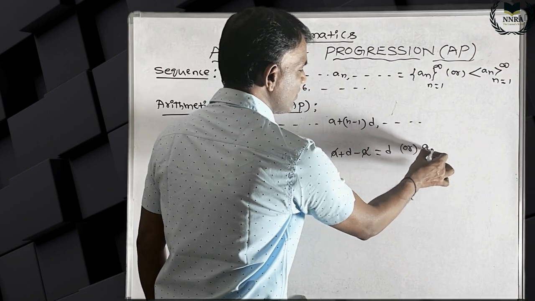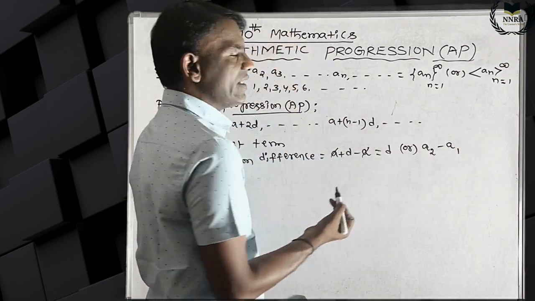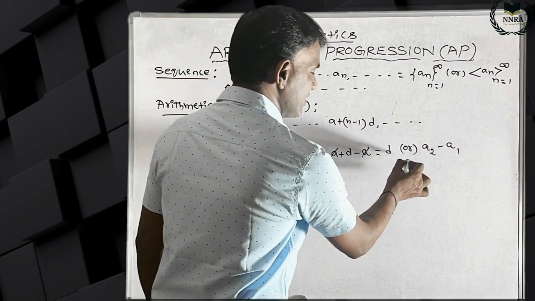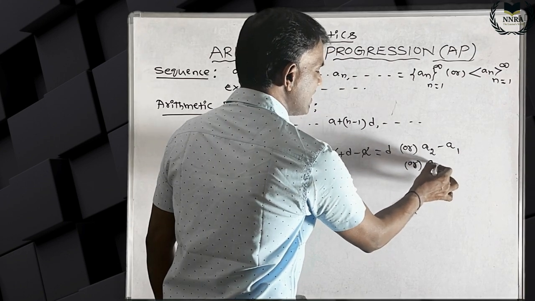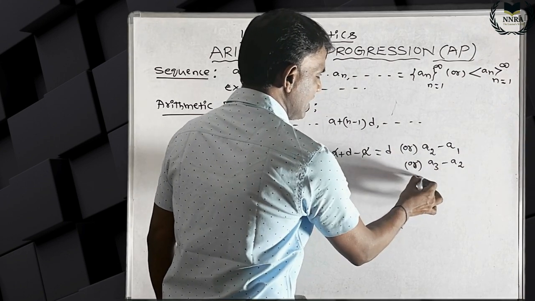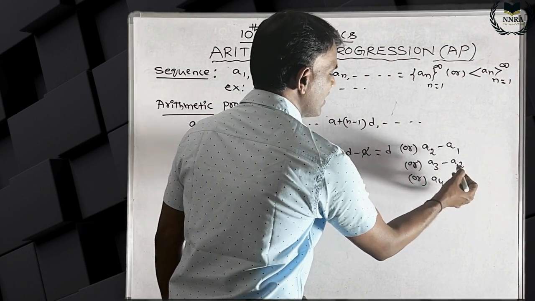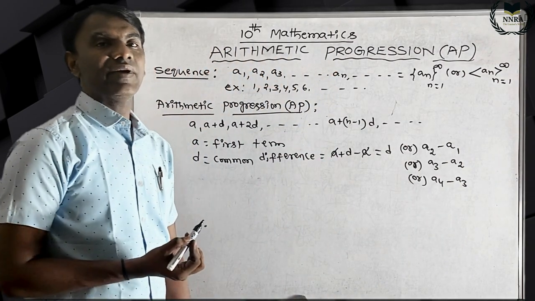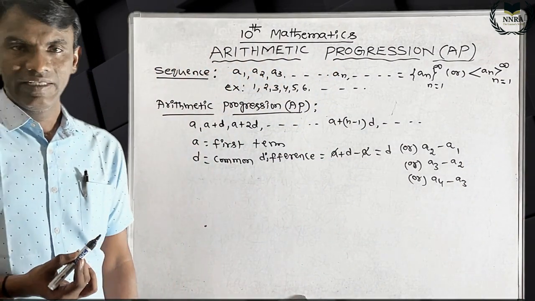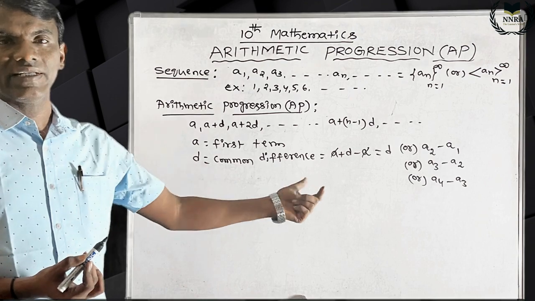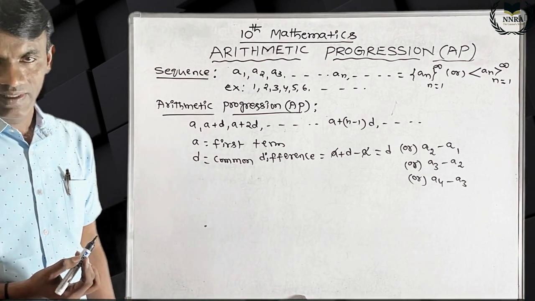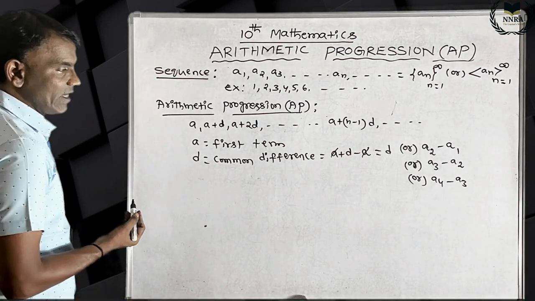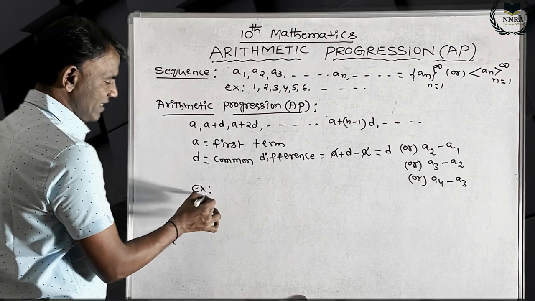The same value can be written like this also: the second term is denoted by a2 and the first term by a1. Or write third term minus second term, or fourth term minus third term. By using all those, we find the common difference d. If the common difference is equal, then we say it is an arithmetic progression. Clear? And coming to next, I'll give one example for this.